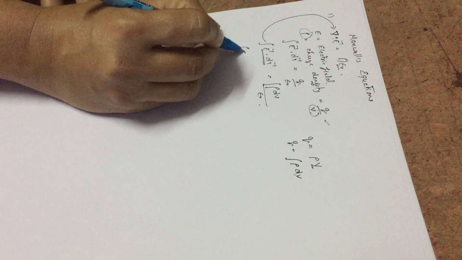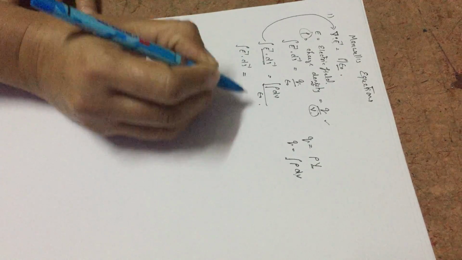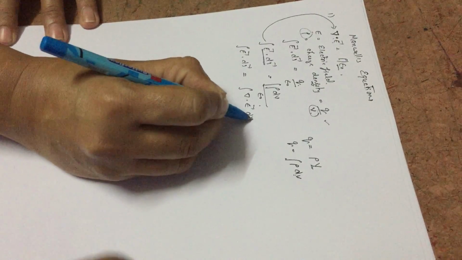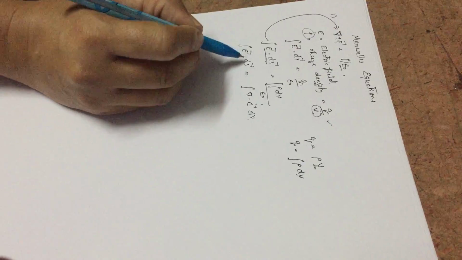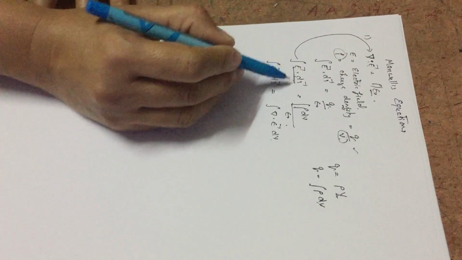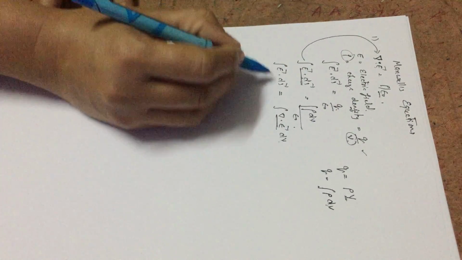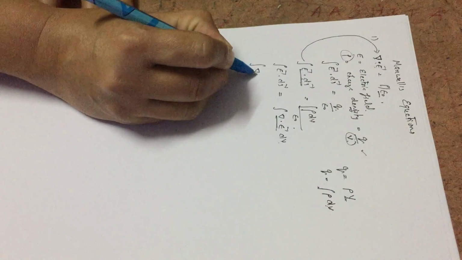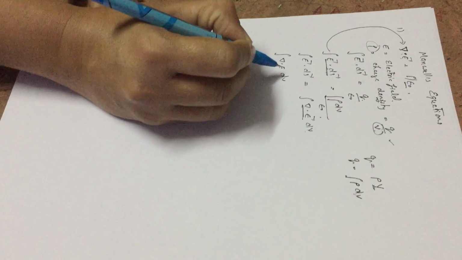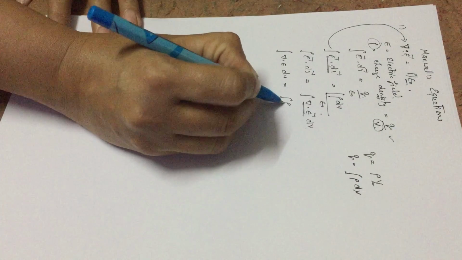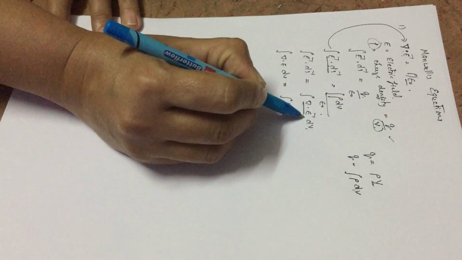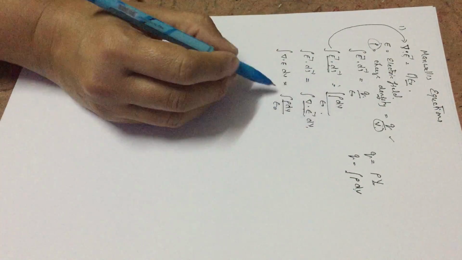We know that the electric flux is given by the divergence of the electric field integrated with respect to volume. Hence, by using our divergence theorem, we can substitute E dot ds in the form of divergence. Hence, we have the integral of del dot E dV is equal to the integral of rho dV divided by epsilon naught.